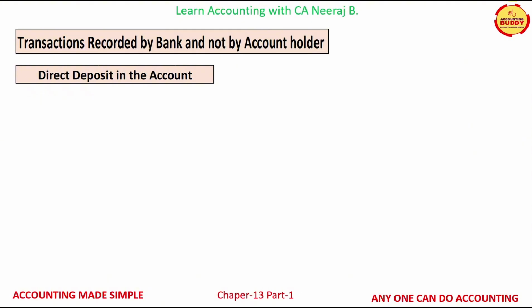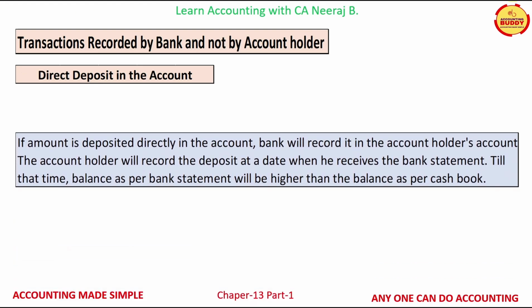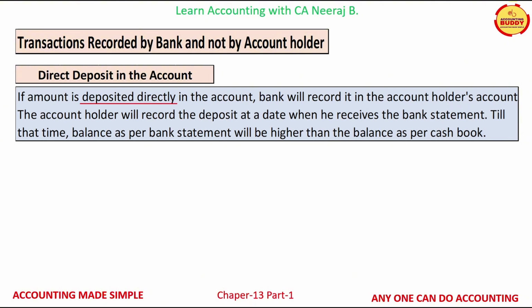Direct deposits in the bank account are another business situation wherein such transactions are recorded in the bank and not in the cash book due to timing differences. If an amount is deposited directly in the bank account, the bank will record it in the account holder's account. The account holder will record the deposit at a date when he receives the bank statement. Till that time, the balance as per bank statement will be higher than the balance as per cash book.